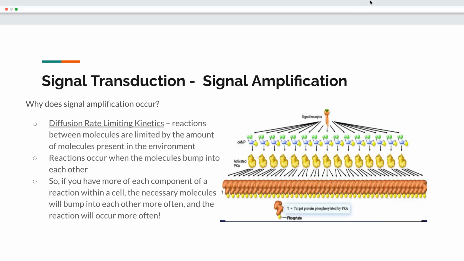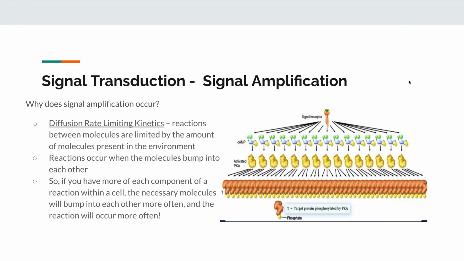Is there a question in the chat? How does the concentration of the downstream components increase? Usually you just activate a greater number of downstream components. If you're looking at this picture, the activated PKA, each one of those will go and activate 3 target proteins. So that's the amplification. You're increasing the concentration of the downstream target proteins, instead of having each activated PKA only activate 1 downstream target protein, in which case you have no signal amplification. You just have the signal moving forward. Does that answer your question? Also, if anybody here has a question, just raise your hand and let us know.